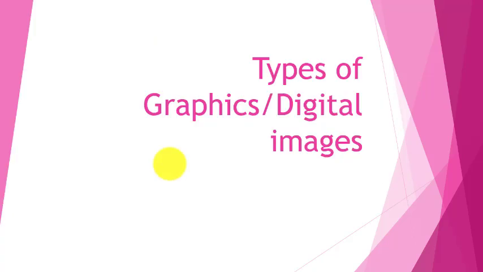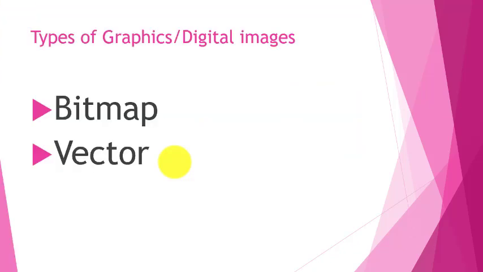Now let's look at the types of graphics we have. We have bitmap and vector. And of course you can equate graphics with digital images. So when we have them on the screen, they can be referred to as digital images. So we have two types, bitmap and vector. I'm taking it from the bitmap now. So what do you mean by bitmap?